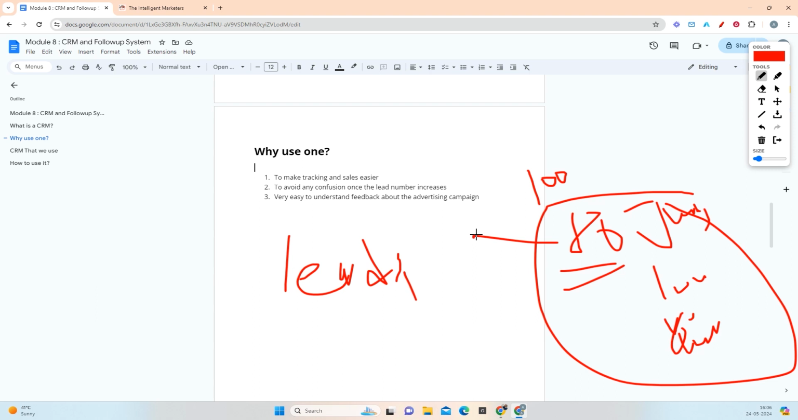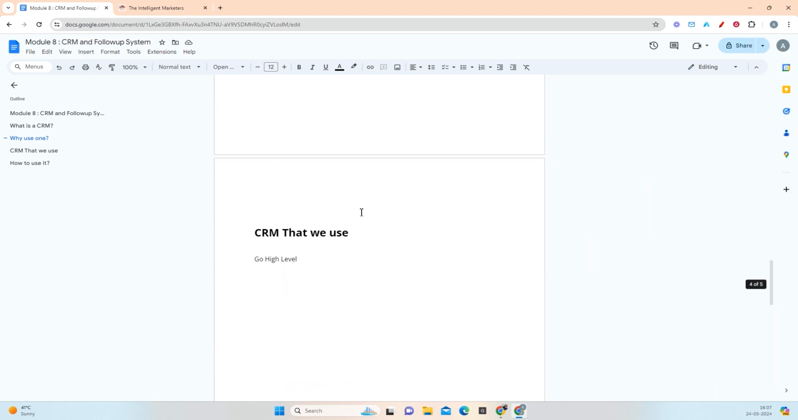So the advantages of using CRM is that you can clearly send feedback to the advertising campaign about what is happening. Now let me talk to you about the CRM that we use. The CRM that we use is called Go High Level. You can just do a Google search about Go High Level and what kind of functionalities it has. If you go with it, that is good. But if you don't and have a different CRM, that is okay altogether. It does not matter which CRM you use.